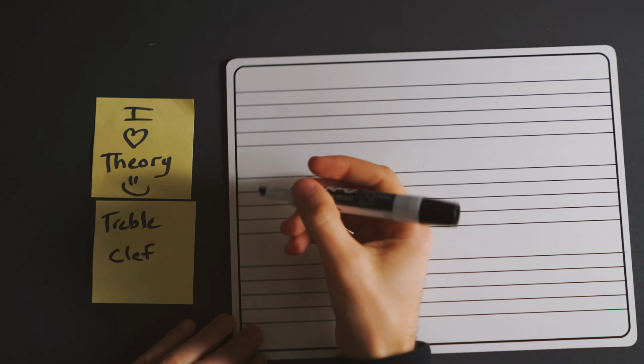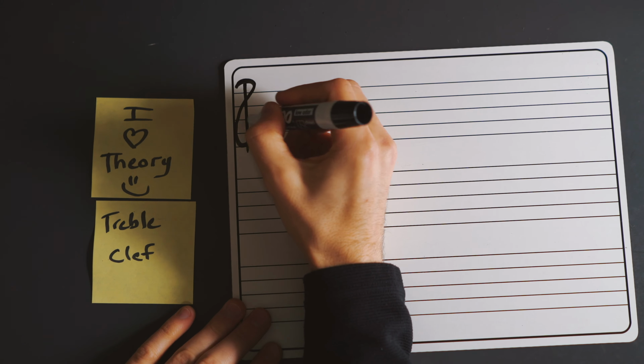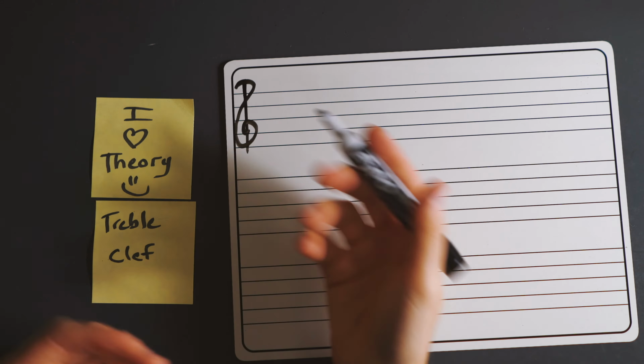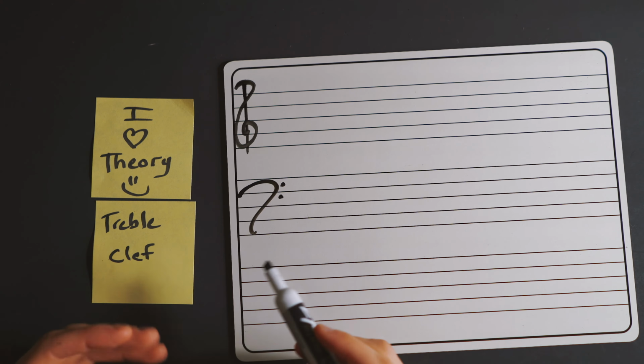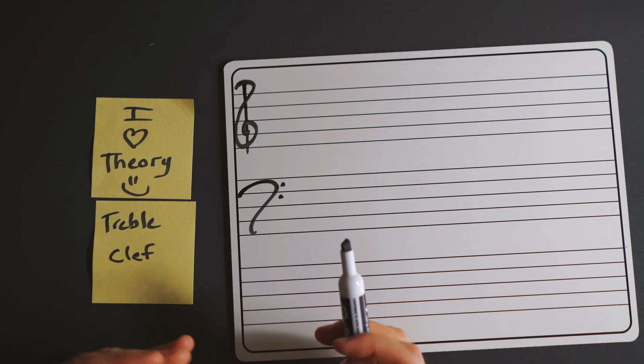Okay, so jumping right in, the treble clef is going to look a little bit like this, for lack of a better drawing. And there's a lot of different kinds of clefs. So this is the treble clef. You may also have seen the bass clef, for example. And a clef is just a musical symbol used to indicate the pitch of a written note.